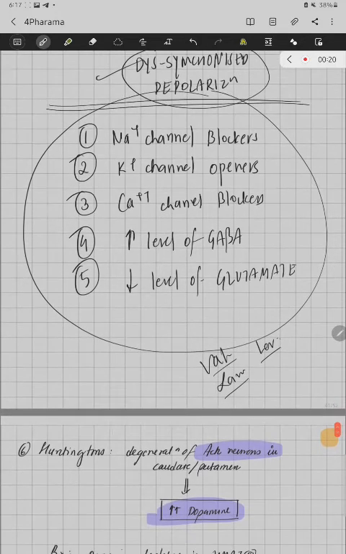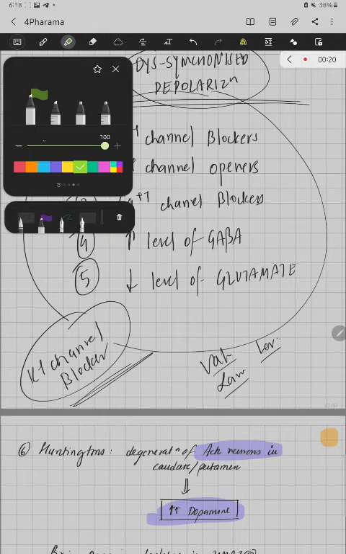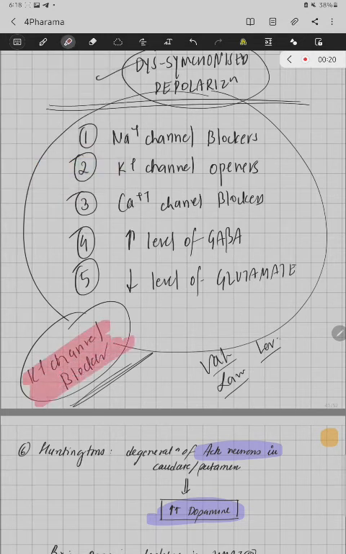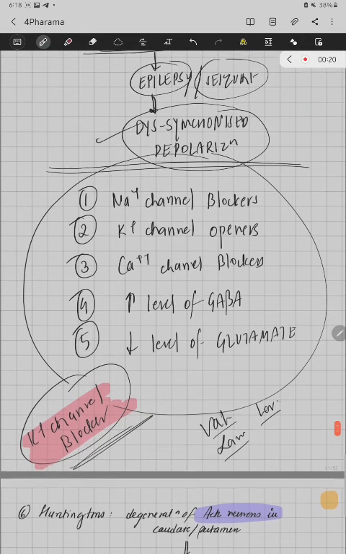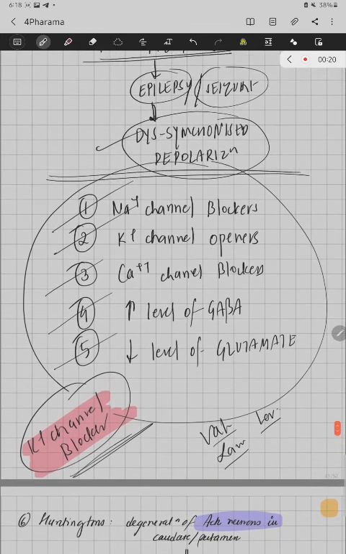One thing you should remember, which is a former NEET question: which class of drug does not belong to an anti-epileptic drug? The answer to that was a potassium channel blocker. Potassium channel blocker is a very important MCQ, it does not function as an anti-epileptic drug. Remember, there are 5 classes of drugs: sodium channel blockers, potassium channel openers, calcium channel blockers, drugs which increase the level of GABA, and drugs which decrease the level of glutamate. Next section we are going to study all these drugs.